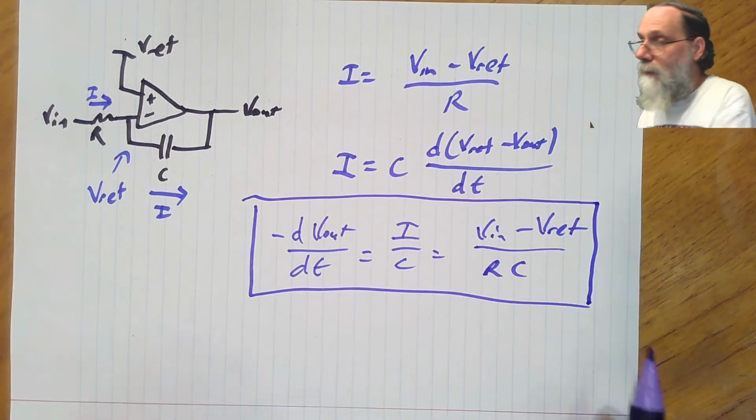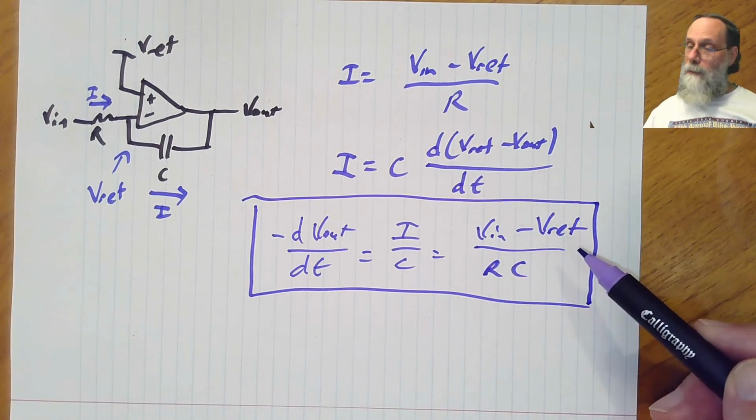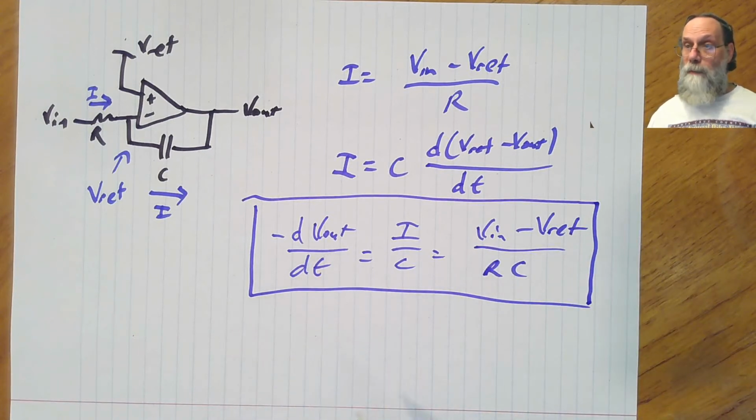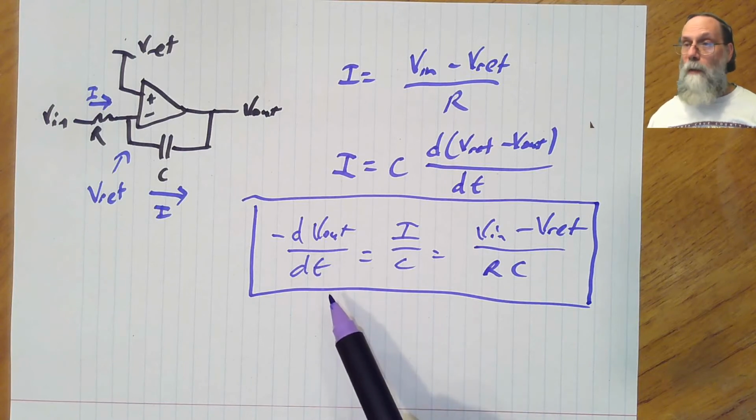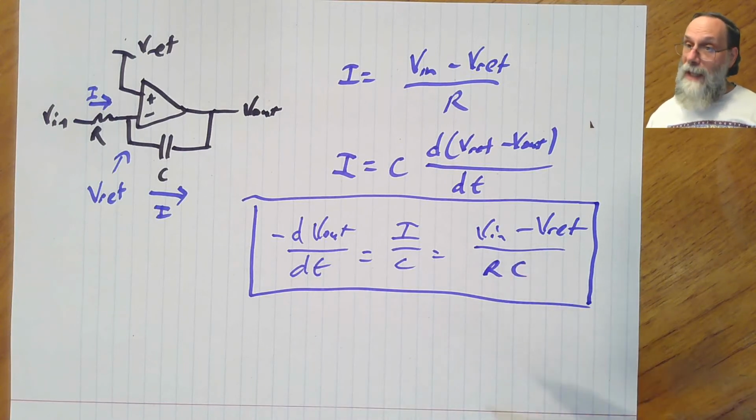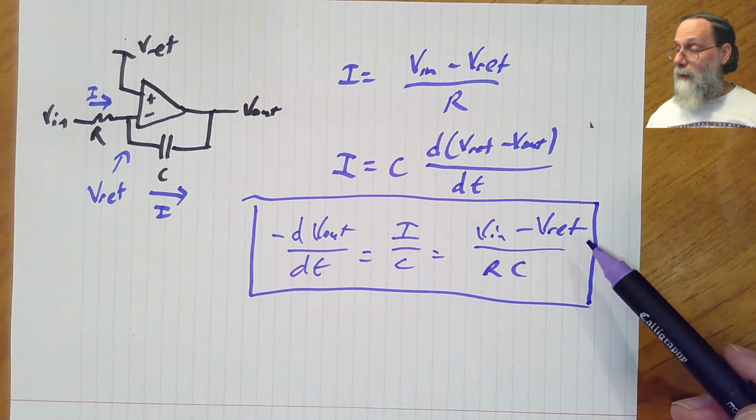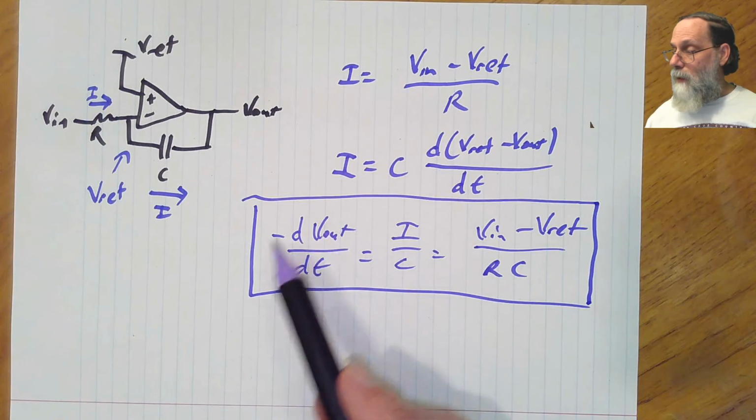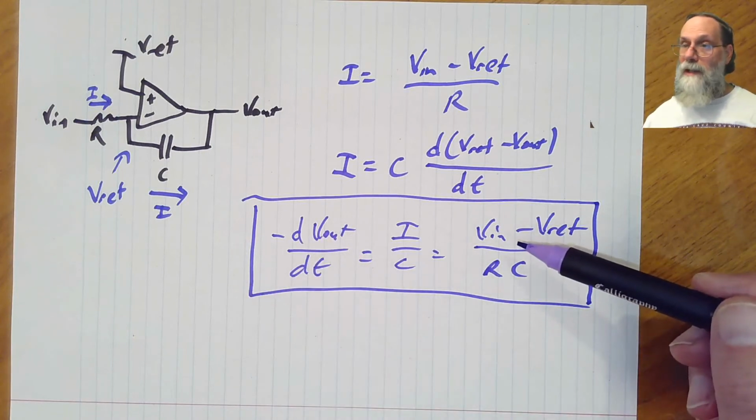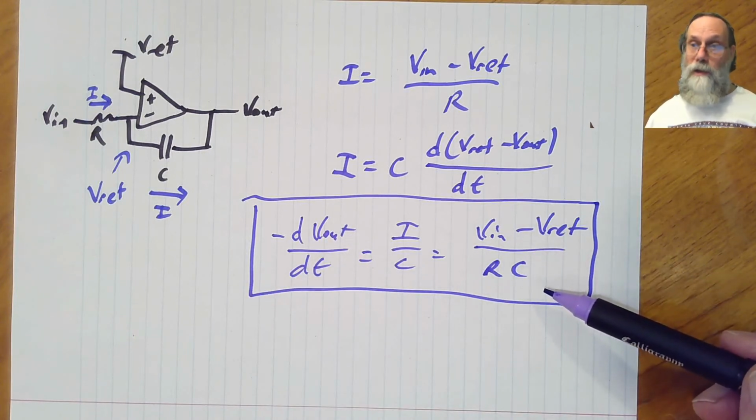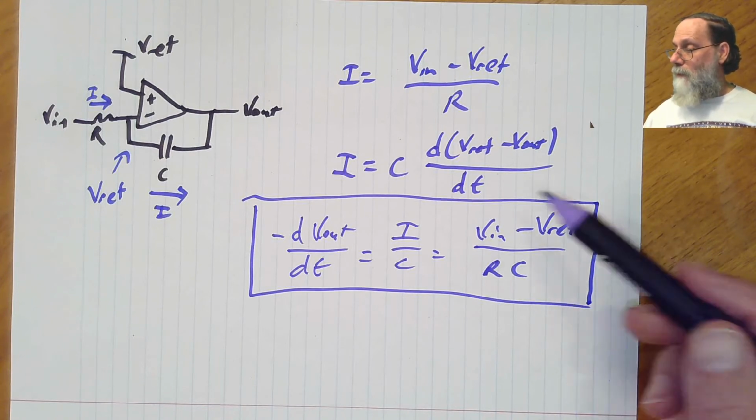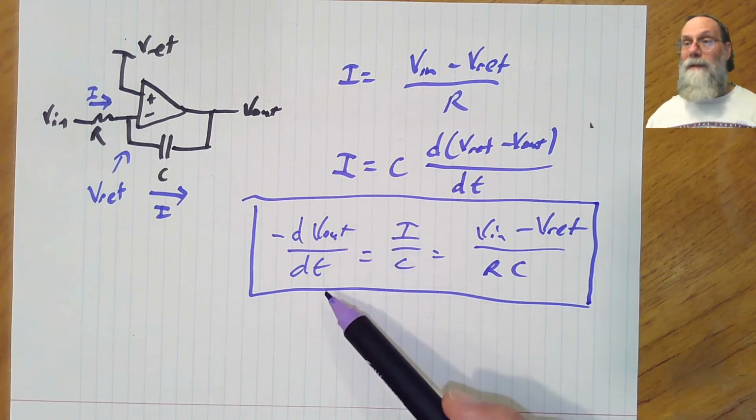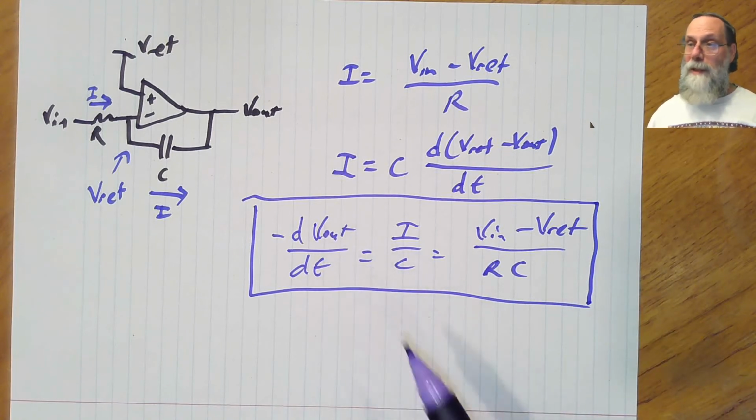And what that's saying is that if the input is larger than Vref, then we're going to get Vout on a downward slope, a constant straight line downward slope. If Vin is less than Vref, then this is going to be negative over here, and we're going to get Vout with a constant upward slope. And what determines that slope is not just the size of the input, but also this RC time constant. So we've got voltage divided by time here. That's the correct units for slope for a voltage with respect to time.